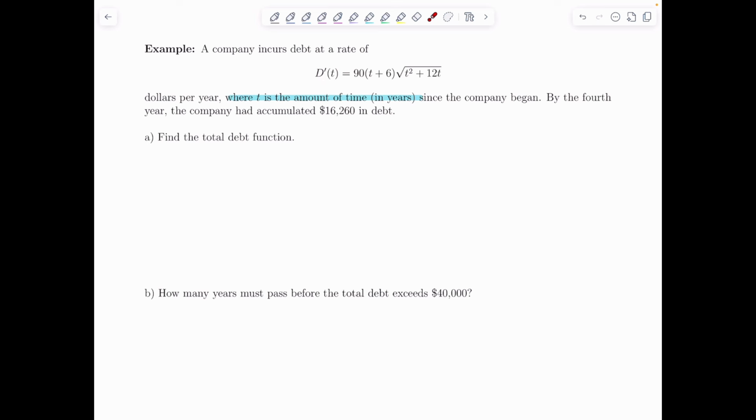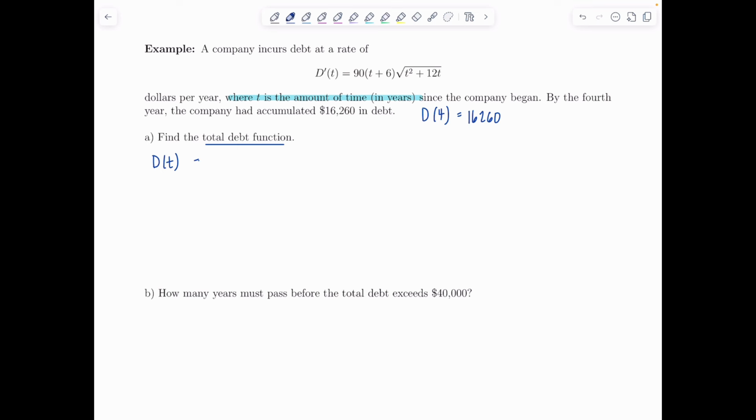By the fourth year, the company had accumulated $16,260 in debt. So what this is doing is giving me an initial condition so I can solve for C eventually. But basically this means the debt after 4 years, when T is 4, is $16,260. So now they're asking us first to find the total debt function. They want us to find capital D of T, not D prime, not the rate at which the debt is accumulating, but just the debt function.